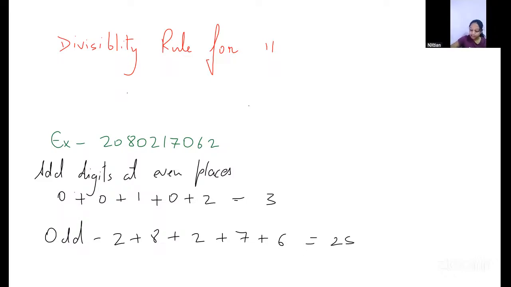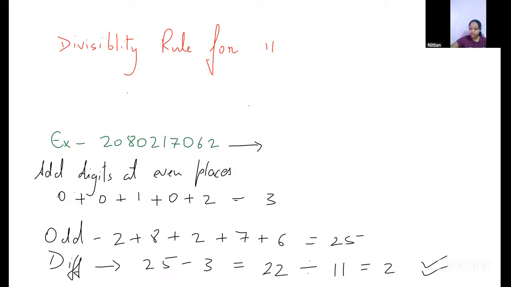The next step is we take the difference. Difference means subtract whichever is bigger, like the odd places sum is more than the even places sum. Whichever is bigger, from that you subtract the lesser. So we do 25 minus 3. How much am I getting? 22. Now check if 22 is divisible by 11 or not. So 22 is divisible by 11 two times. So that means this whole number is divisible by 11.